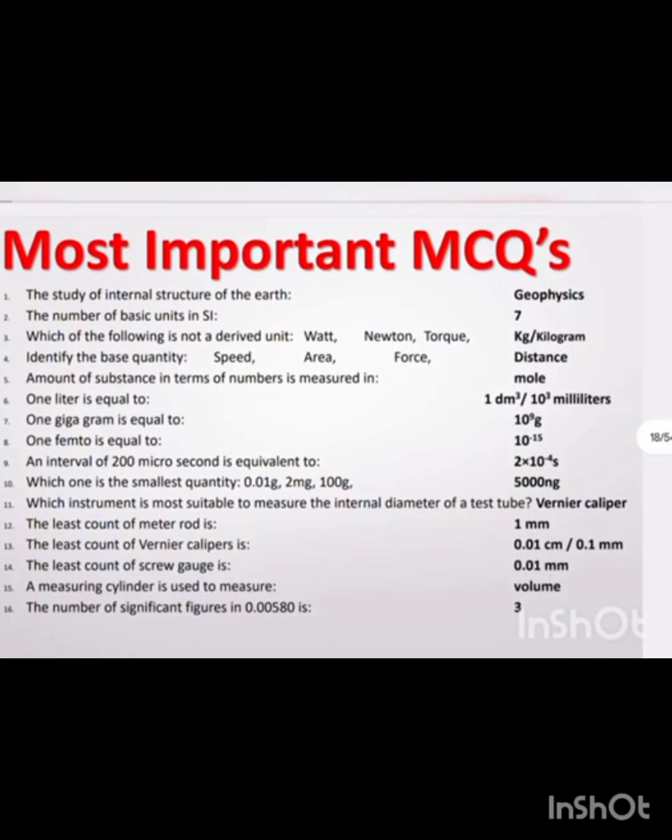Internal structure of the earth is called geophysics. The number of basic units in SI is 7. Which of the following is not a derived unit? Kilogram. Identify the base quantity. Distance. Amount of substance in terms of number is measured in mole.